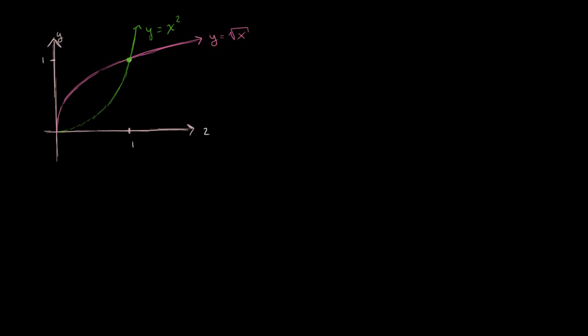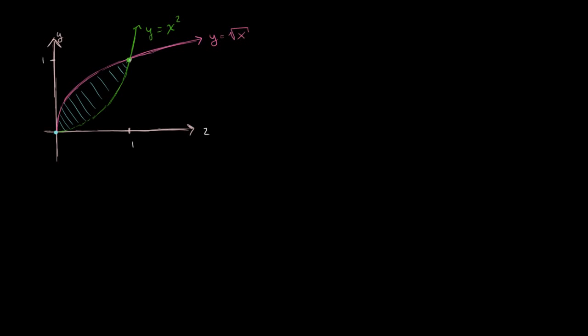What I want to do in this video is find the area of the region in the first quadrant right over here that's below the graph of y equals square root of x, but above the graph of y equals x squared. So we're talking about this region right over here. And we know what the two endpoints are. The two endpoints are when these two functions equal each other. So x squared is equal to square root of x at x equals 0, and at x equals 1. So how do we think about this?